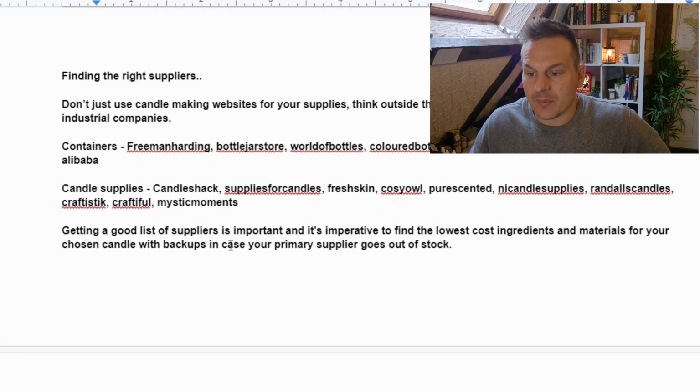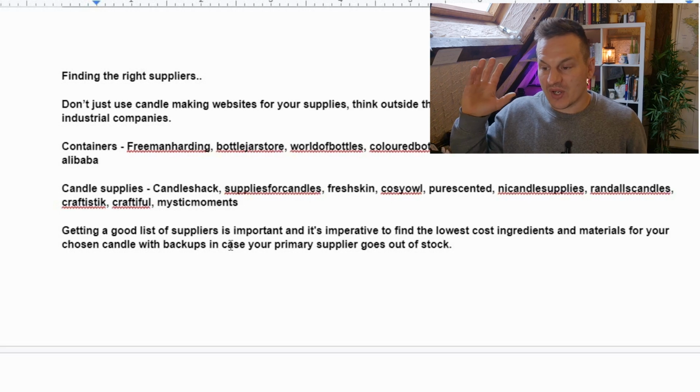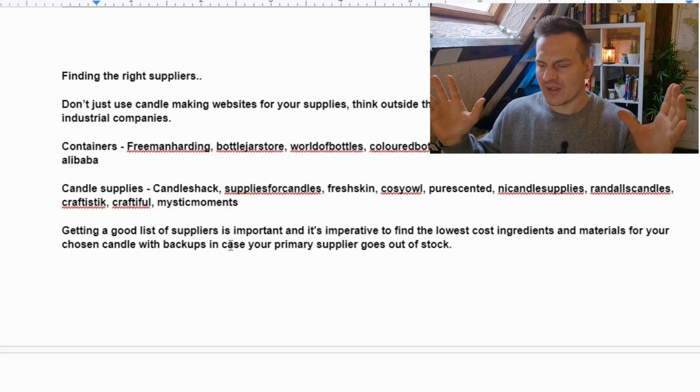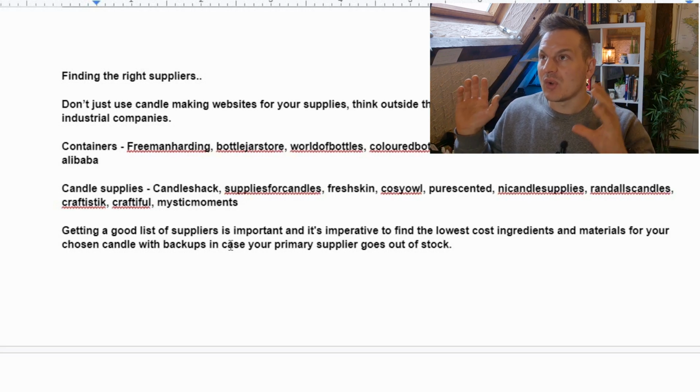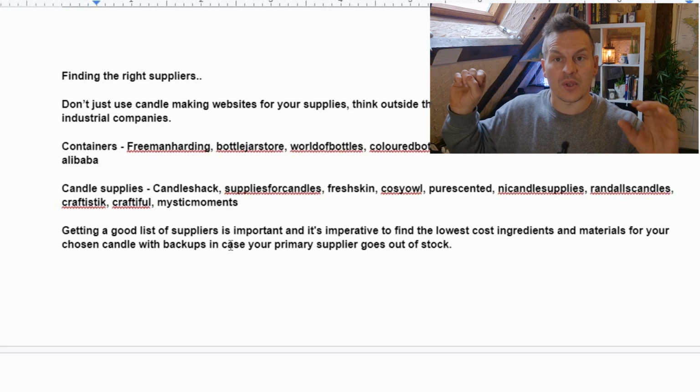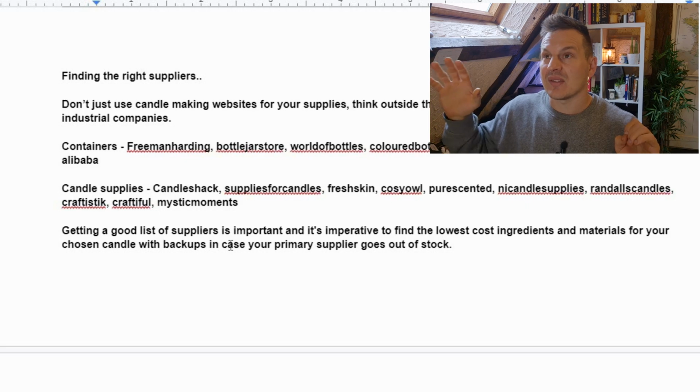So yeah, get a good list of suppliers. It's important and imperative to find the lowest cost ingredients and materials for your chosen candles, with backups in case your primary stock or supplier goes out of stock. So that's kind of the first part. Shop around, look around, think outside the box, find places where you might not necessarily get candle supplies from, but you can get jars and adhesives and things like that.